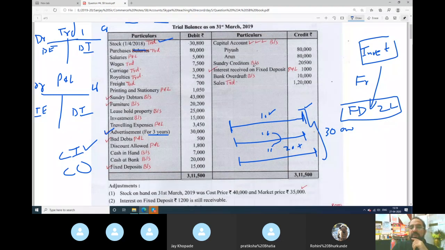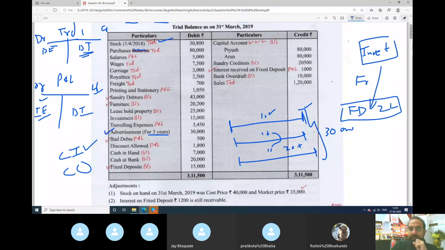See interest received on fixed deposit. Like see here, profit and loss, debit side is what? Expense. So interest paid is an expense, it will go to debit side. But if there is interest received, it is income. So it will come to credit side of profit and loss. Bank overdraft, negative balance in the bank, it is a liability. Sales, it is an income again, but which income? Direct income. So it will go to trading account.